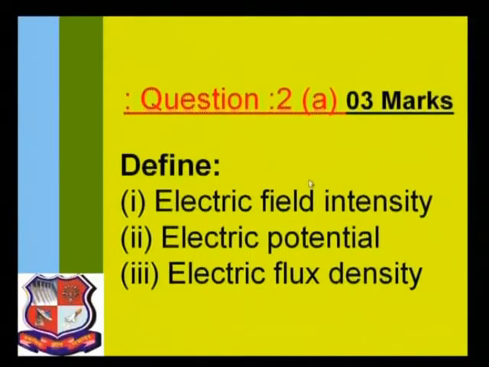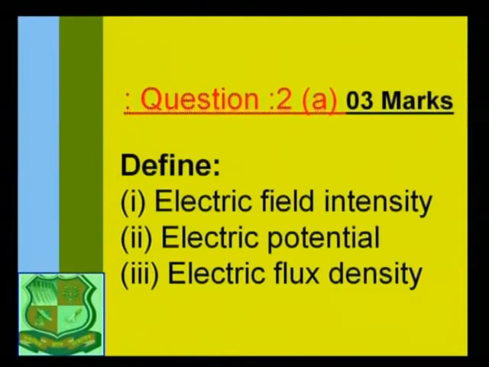Now question number 2A has a weightage of 3 marks. It states that you have to define 3 terms. The first one is electric field intensity, the second is electrical potential, and the third is electric flux density. All these terms are very basic terms of electrical engineering.